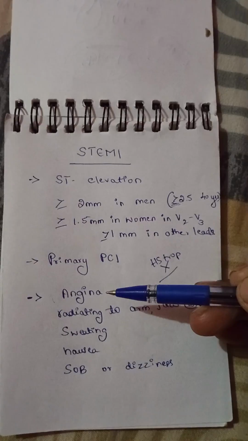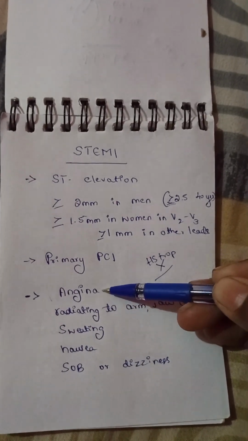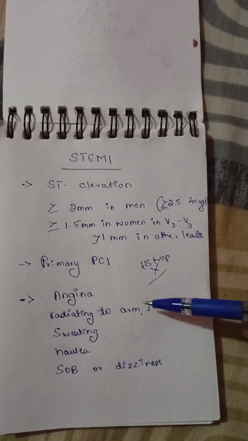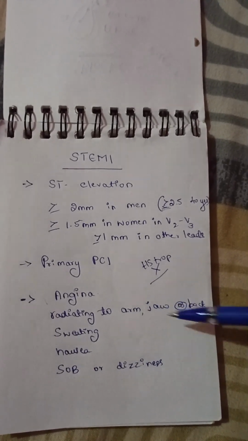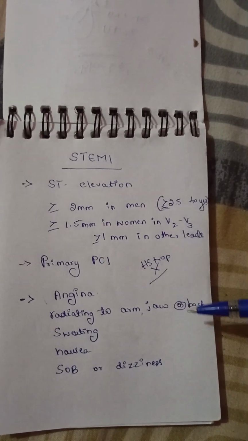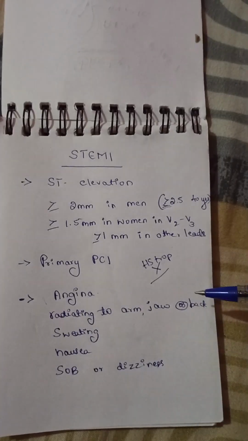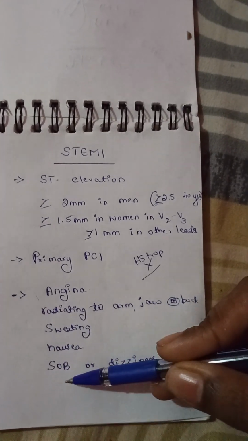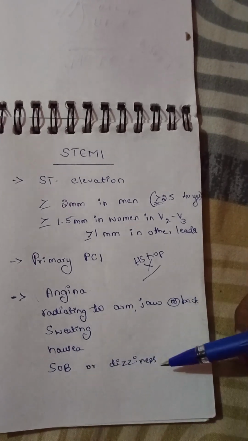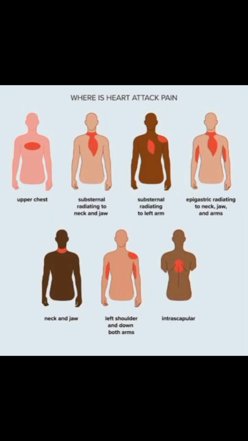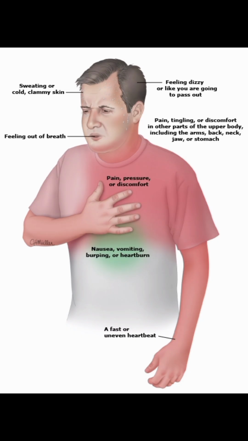So, if the patient comes with the complaint of angina, that is retrosternal chest pain, which will be radiating to the arm or jaw or the back. Here the back means the upper back, and it is associated with profuse sweating. It could be like from the starting point of pain. So, sweating, nausea, and shortness of breath, that is breathing difficulty or dizziness. It is the classical symptom of MI. So, these are the pain points if you can see, and I will even tag the symptoms.